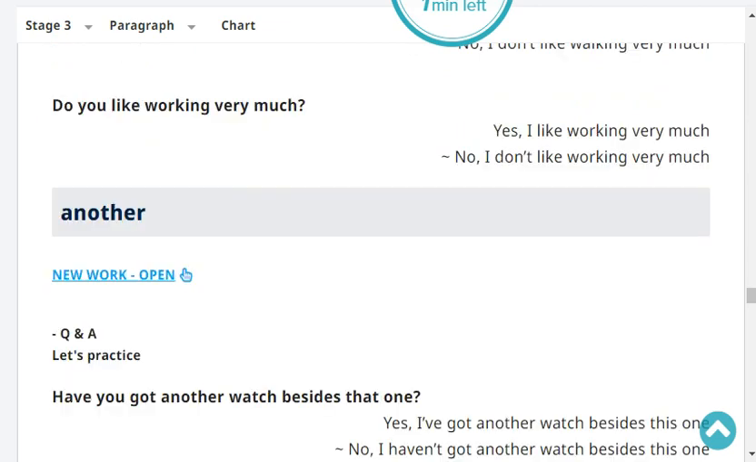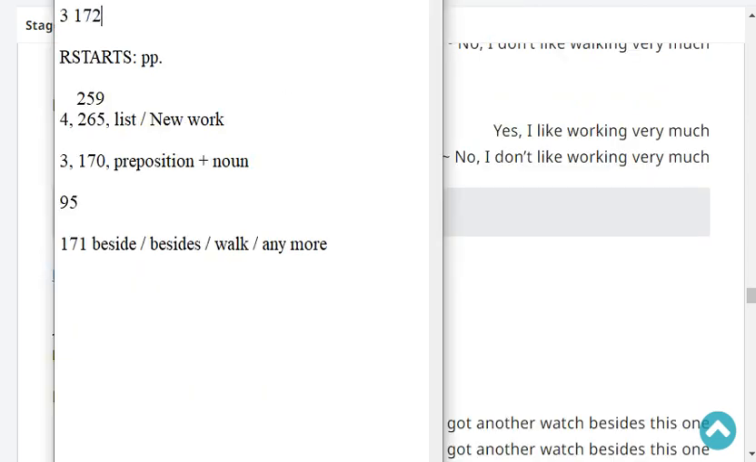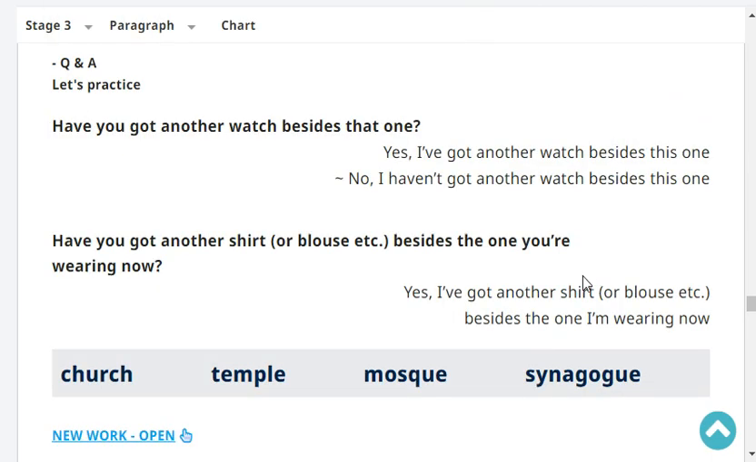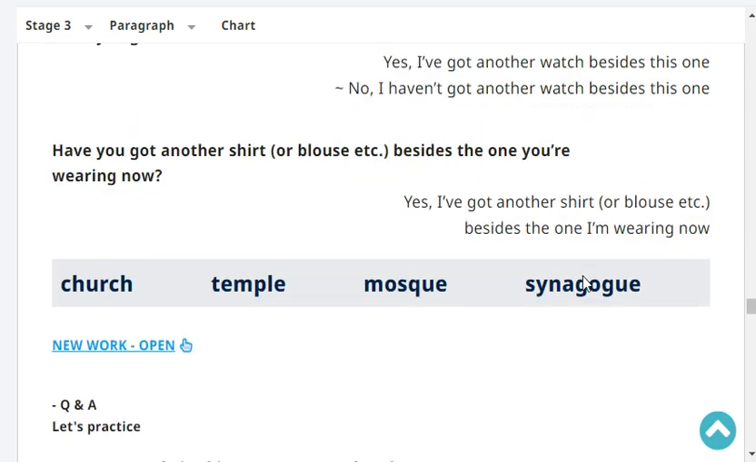Another. Have you got another watch beside that one? Yes, I've got another watch beside this one. No, I haven't got another watch beside this one. Have you got another shirt beside the one you are wearing now? Yes, I've got another shirt beside this one I'm wearing now.